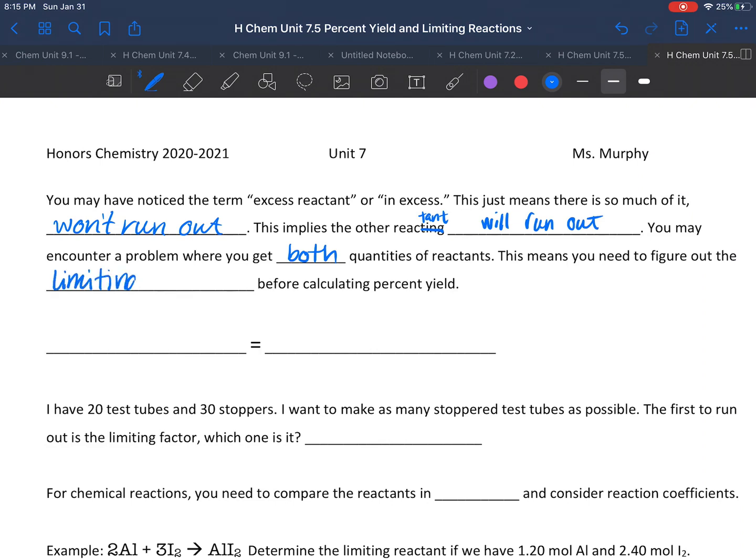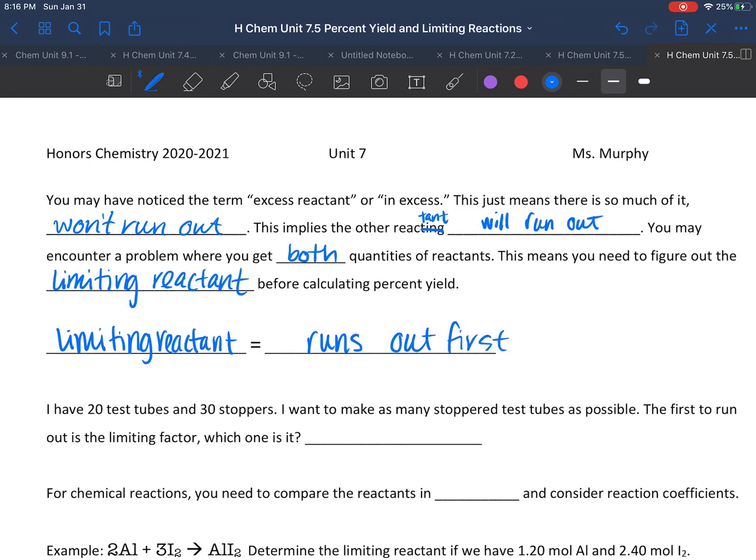So if they don't tell you what's in excess, you don't know the limiting reactant, and so you don't know how much can actually be made. This is why this step's important. So we are figuring out the limiting reactant, which is the one that runs out first.